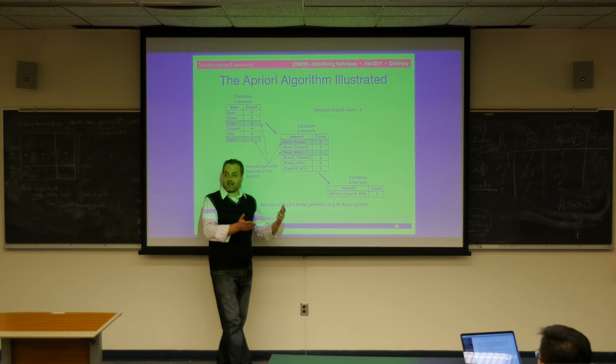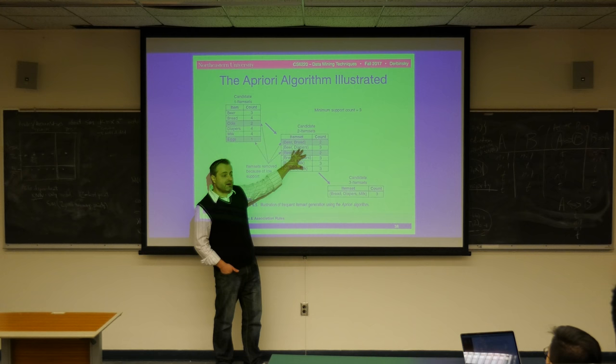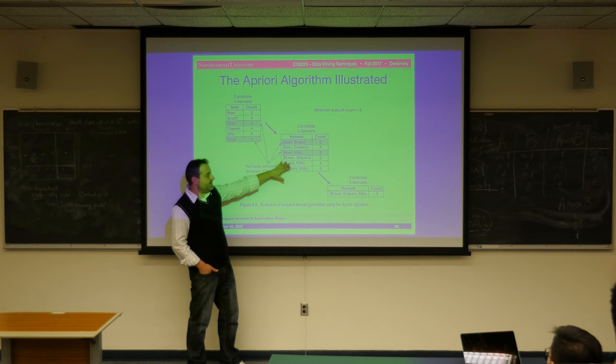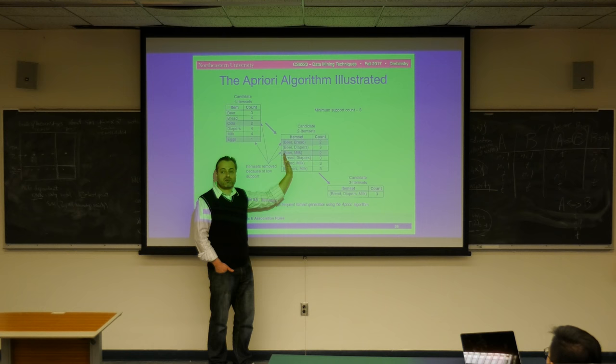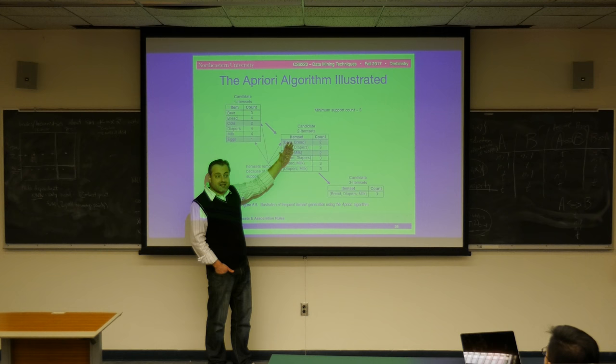That will require some way of counting. You may have to go over the transaction set again to see which of my candidates are infrequent. That is very inefficient, because creating the possible candidates at every round is easy, since I already know which ones are frequent. The hard part is that, even though I have few candidates, I still have to go over the entire data set of transactions to count them.